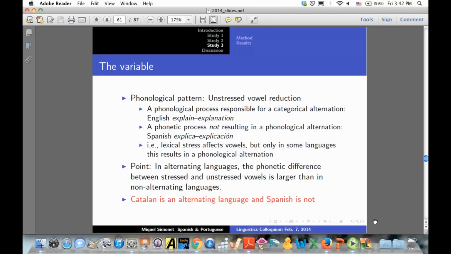This is what you get in English: explain, explanation. The vowel is here and is here in Spanish. It doesn't matter if you move the stress away, but the vowel in explain is not available in explanation. Now, Catalan is an alternating language, like English, and Spanish is a non-alternating language.